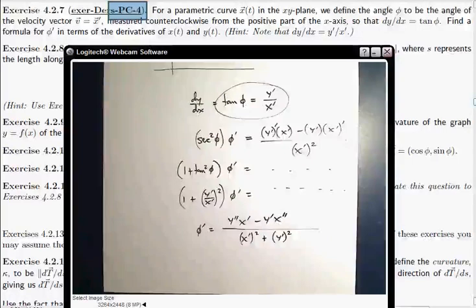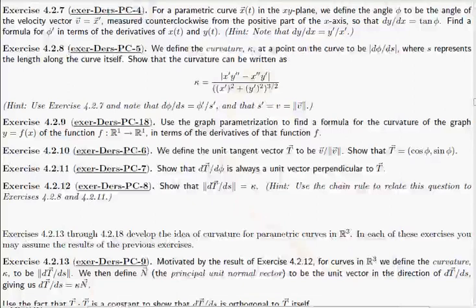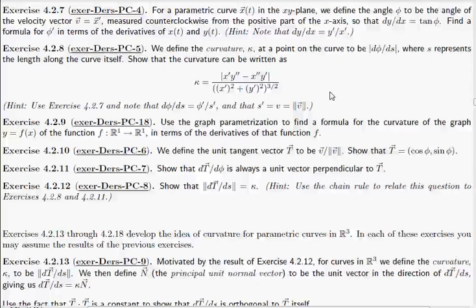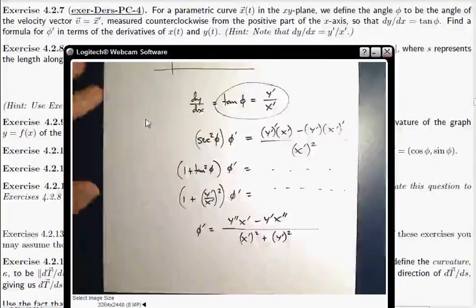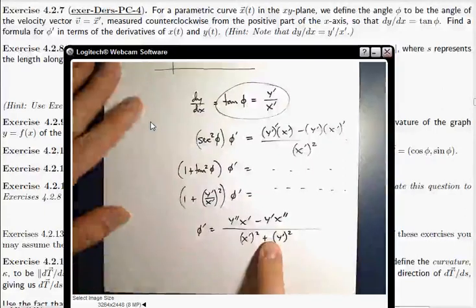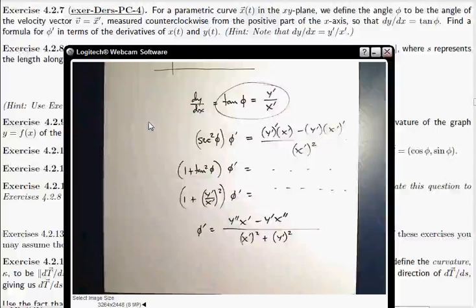And let's see. By the way, is this what we needed to show, or I've forgotten what? We're on number 4 right now. Yeah. So find a formula for phi prime, in terms of the derivatives of x and y. And that's what we have here, phi prime in terms of the derivatives of x and y. All right? Cool. All right, let me stop this.